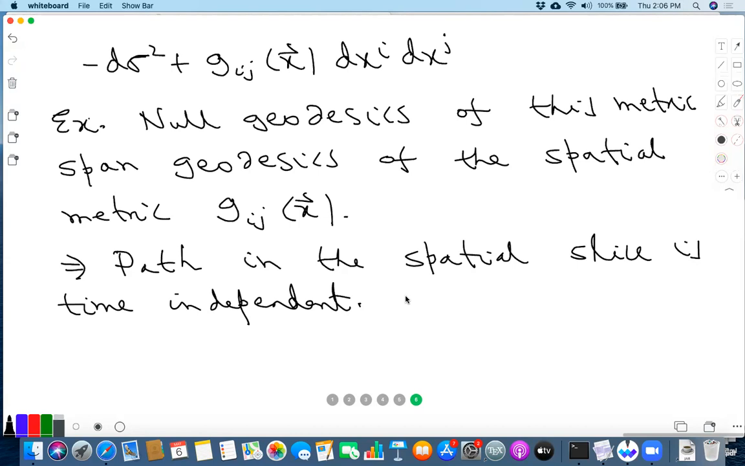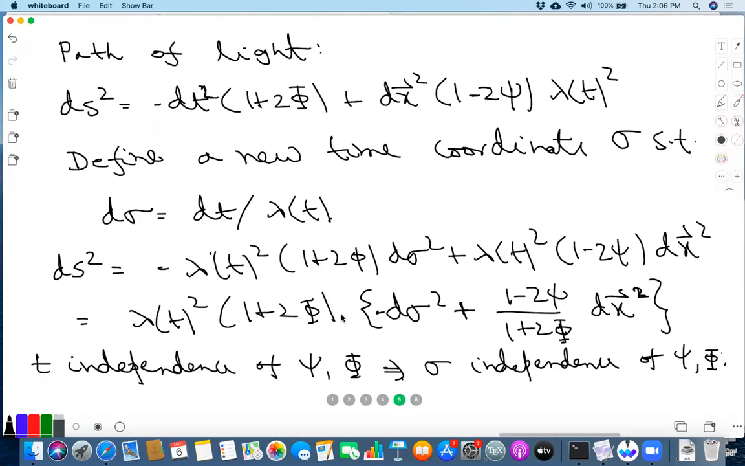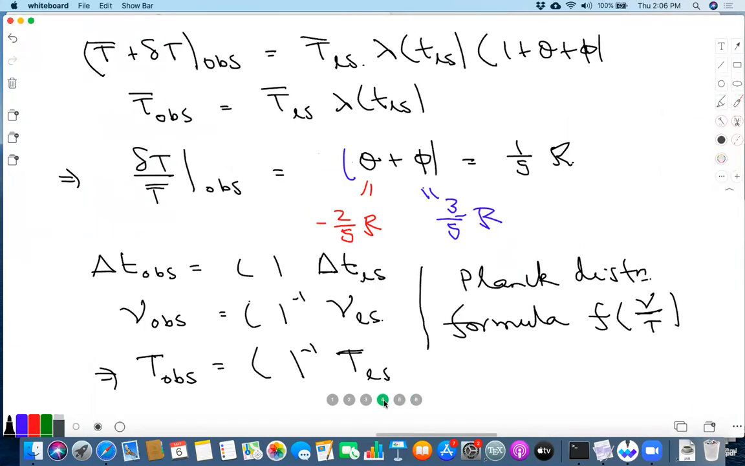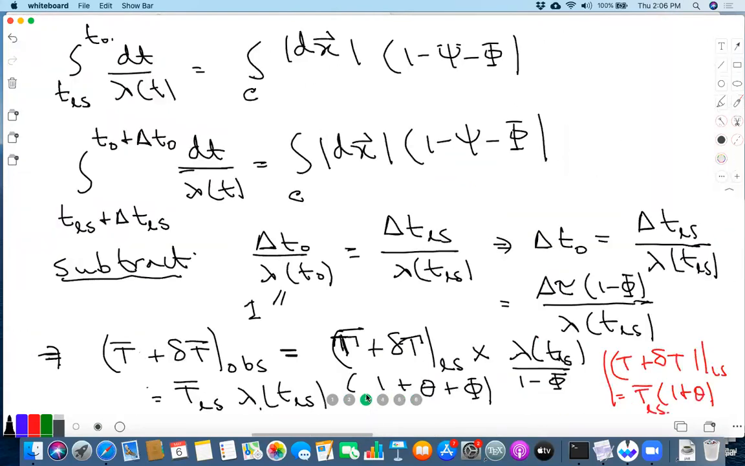Is this clear? So that's what justifies this earlier assumption that we had made, that C remains the same, right? The fact that the right hand side remains the same is based on this fact, that the null geodesics do not depend on the spatial coordinates if psi and phi are time independent.